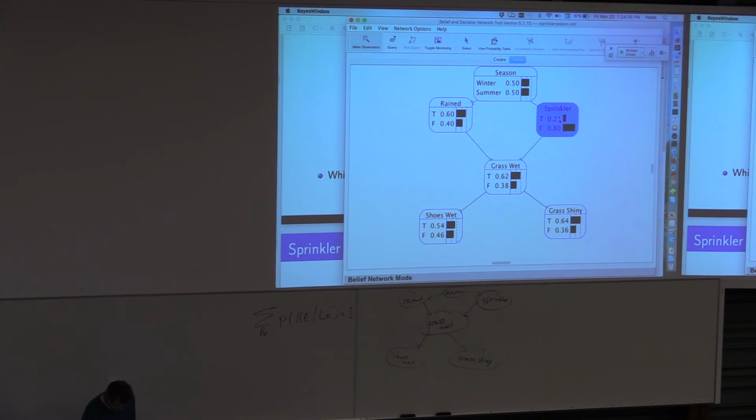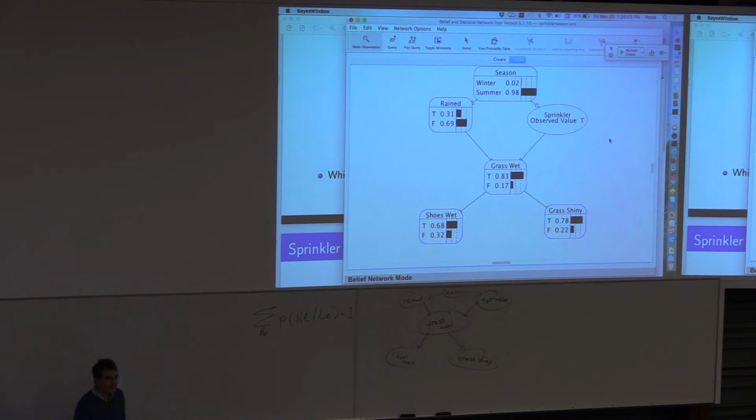Right, so if we do this, if we observe this, we make the sprinkler on, and we find out that if the sprinkler is on, it's most likely to be summer, therefore it's less likely it rained. Therefore the grass is more likely wet, because the sprinkler was on, even though it was less likely to rain because it's probably summer.